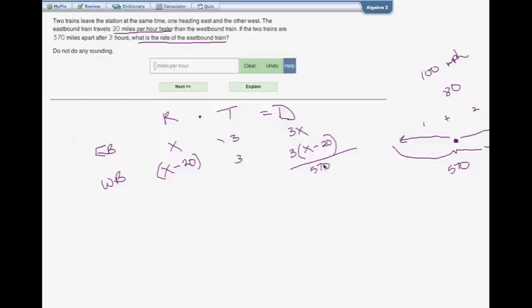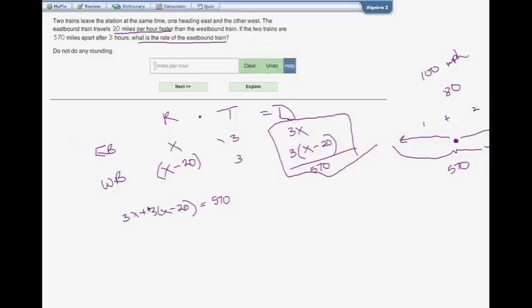So that gives us our equation right here in this column. The distance of the eastbound train plus the distance of the westbound train equals 570 miles. So 3x plus 3 times parentheses x minus 20 equals 570.